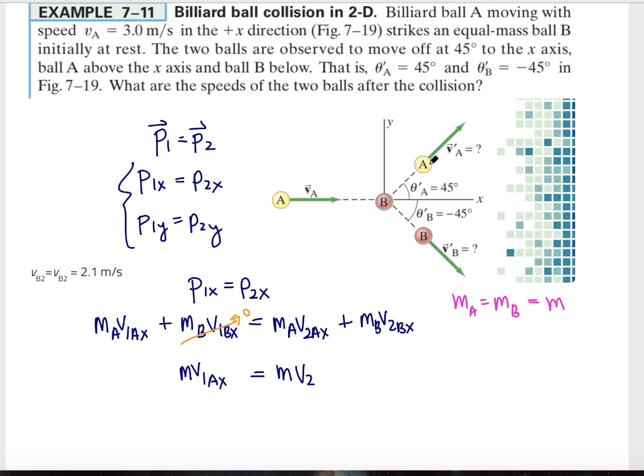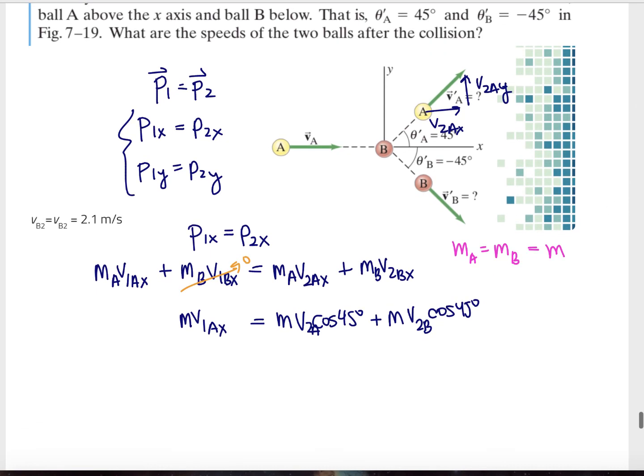So this involves two components, and this right here is v2a in the x, and this would be v2a in the y. So I can say that v2a in the x would simply be v2, or as they said here, v prime, times the cosine of 45 degrees. And I'll do the same thing for b. So it's mass m again, and then it's v2b times the cosine of 45 degrees. So let's do a simplification.